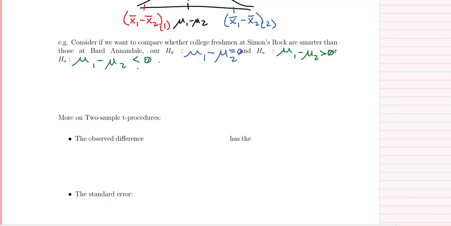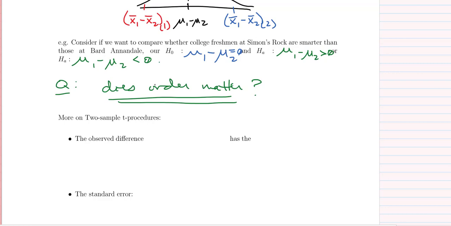All right, and here, population 1 could be Simon's Rock college freshmen, population 2 can be Bard Annandale's college freshmen. And so the question you should be asking, and I won't answer it here, is, does order matter? And as we're talking about our procedures, keep asking this question, does order matter? Does it matter which one's population 1, which one's population 2?